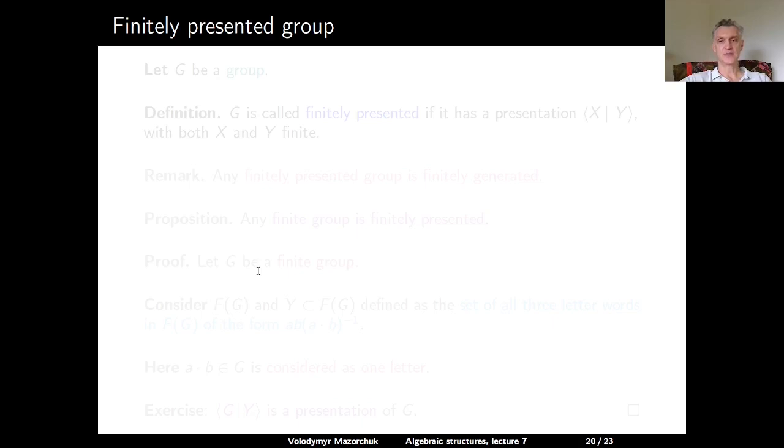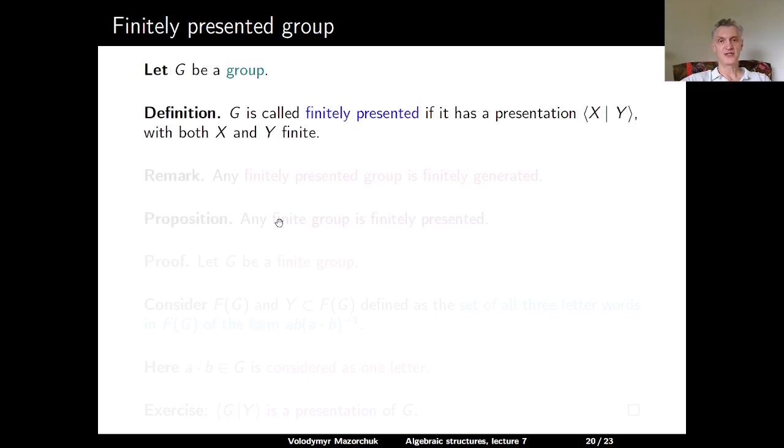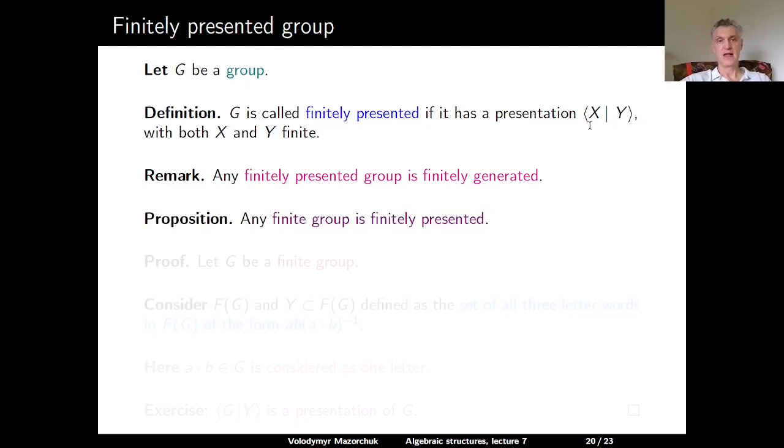And finally, let us talk a bit about finitely presented groups. So let G be a group. Definition: G is called finitely presented if it has a presentation in which both the generating system and the set of relations are finite sets. Remark: any finitely presented group is automatically finitely generated. And proposition: any finite group is finitely presented. So, any finite group is finitely generated.